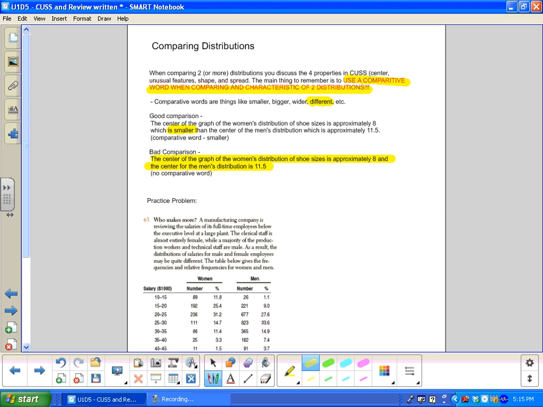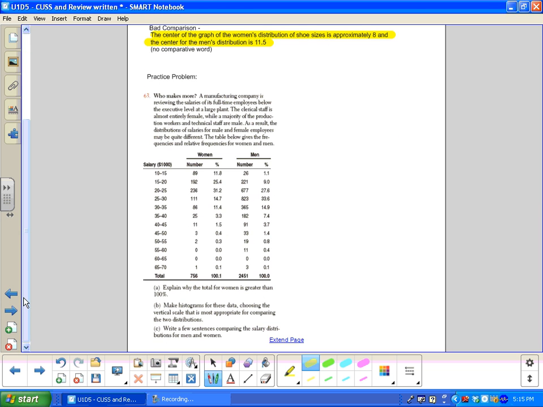So what I want you to do is work this problem out, number 63. I want to point something out to you beforehand because they like to trick you by doing the work for you in this histogram right here. They've asked you to explain why the total for women is greater than 100%. You could do that. Make a histogram and then compare the two distributions. That's B and C.